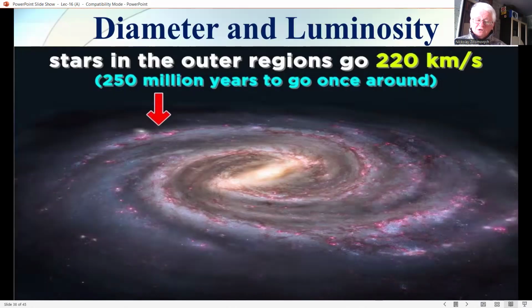Learning the distance to a galaxy is the key to finding its diameter and so its luminosity. With even a modest telescope and a CCD camera, you can photograph a galaxy and measure its angular diameter in seconds of arc. If you know the distance to the galaxy, you could use the small angle formula to find its linear diameter. And also, if you measured the apparent magnitude of the galaxy, you could use the distance to find its absolute magnitude, and from there, its luminosity.